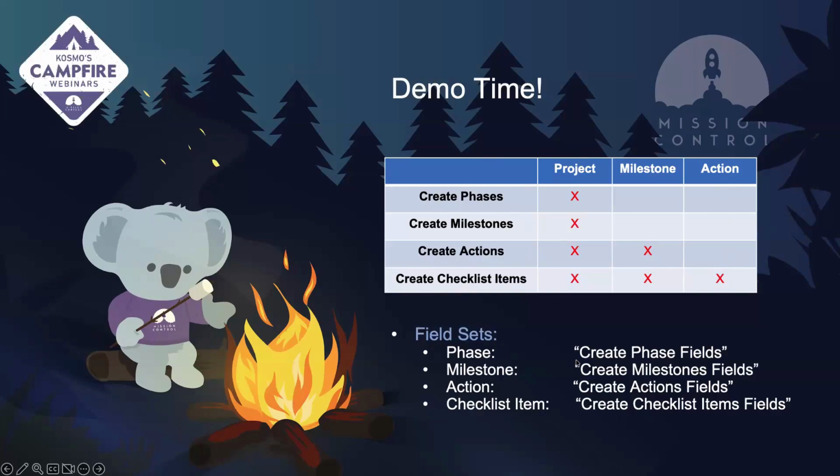The field sets that you can customize are on the individual object manager, right? On the back end for the phase of the objects themselves, you can go to the field sets and they're labeled as such on my right-hand side right here. So for the phase field set, it's called the create phase fields. The milestone is called the create milestone field set, and then the action field set is called the create actions fields, so on and so forth.